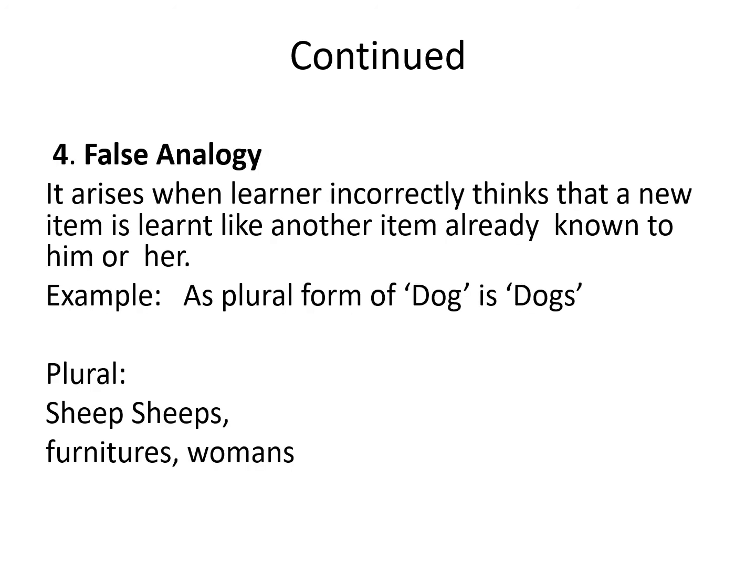Next, false analogy. It arises when a learner incorrectly thinks that a new item is learned like another item already known to him or her. It seems like overgeneralization. The plural form of dog is dogs, so the plural of sheep is sheeps, or furniture is furnitures, or woman is women's instead of women.